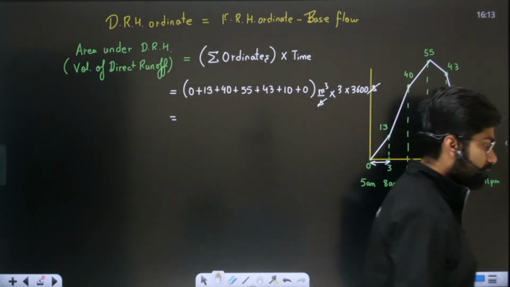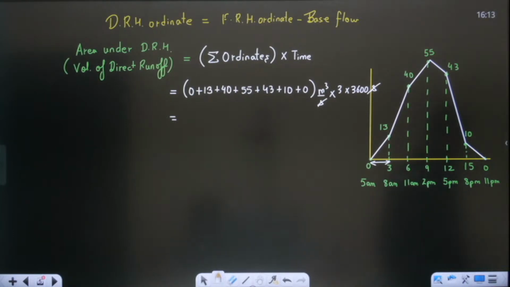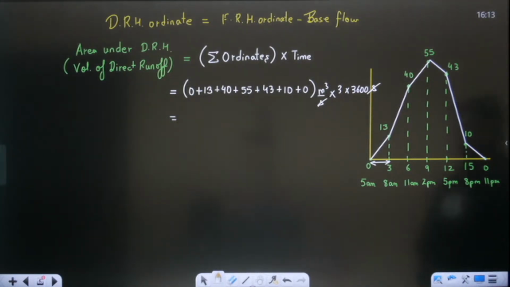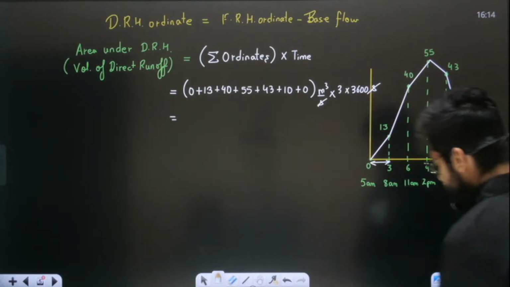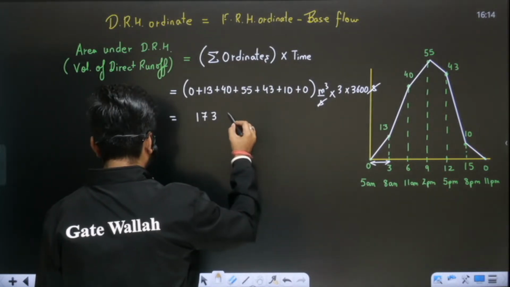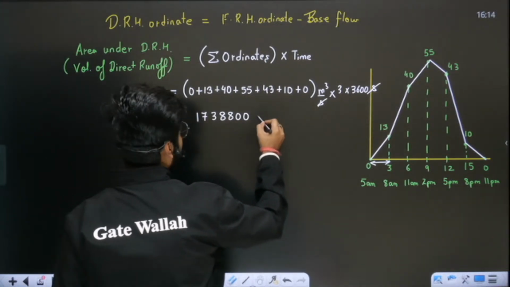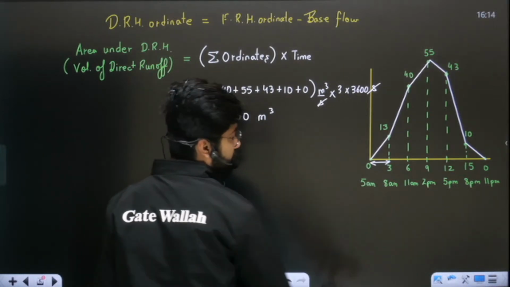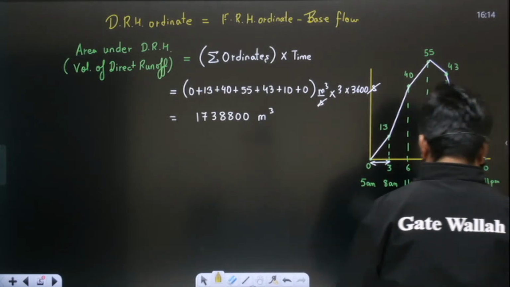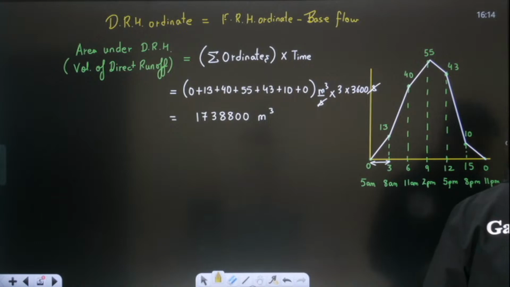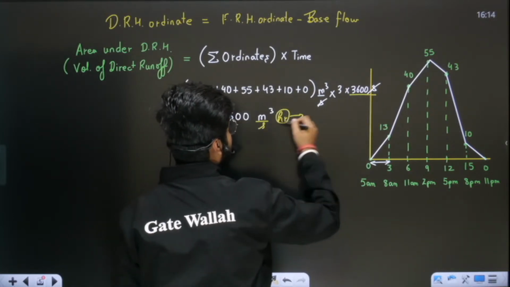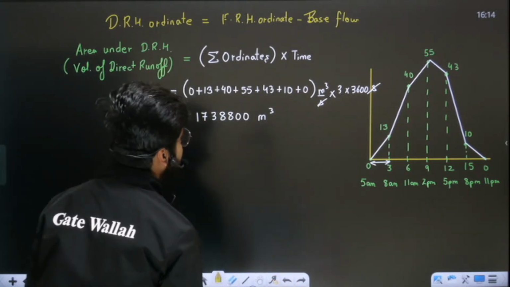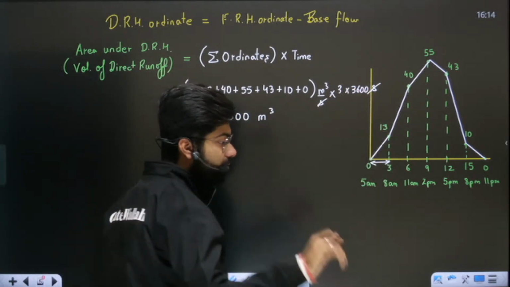So how much is it coming? It is 13 plus 40 plus 55 plus 43 plus 10, which is 161, into 3 into 3600, which gives 1738800 meter cube. This is your total volume. The 483 is in meter cube per second hours, but if you convert hours into seconds, then you get this much meter cube. I hope this is clear to you. See, 3 hours we have converted into seconds.